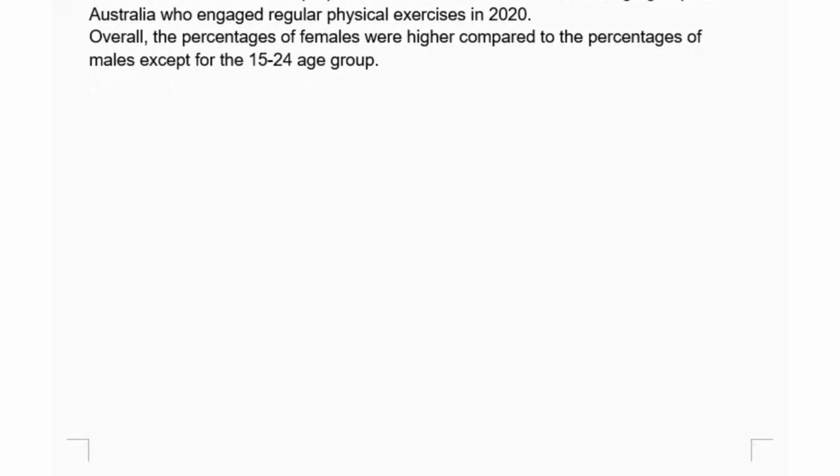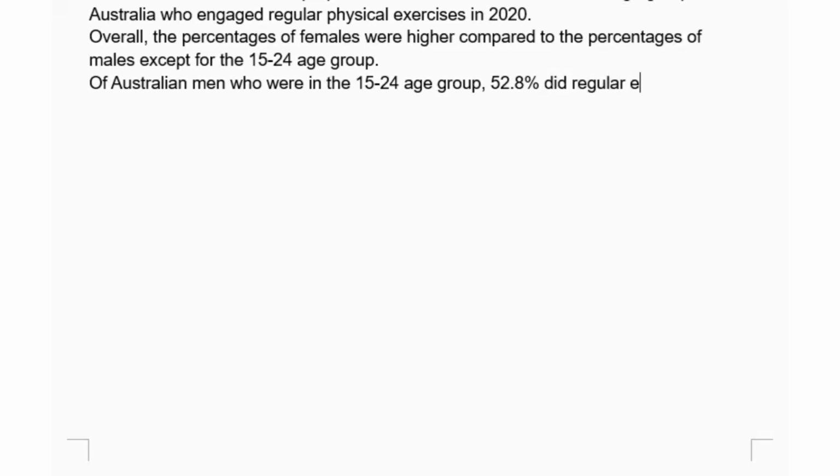So now I'll move to the body, where I'll start with saying of. You have to learn this grammar, it's really helpful. Of Australian men who were in the 15 to 24 age group, 52.8% did regular exercise.